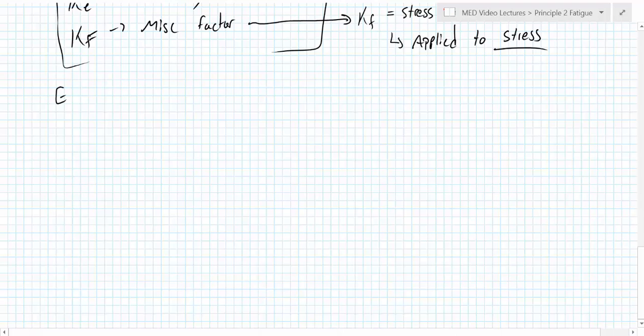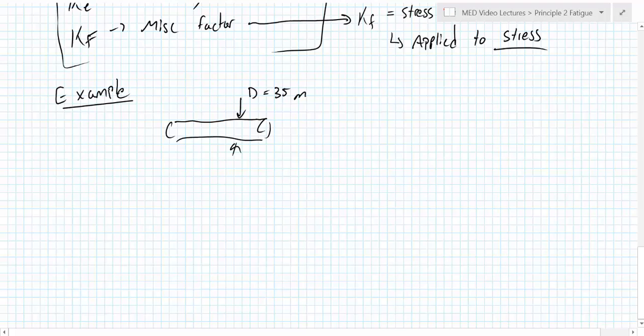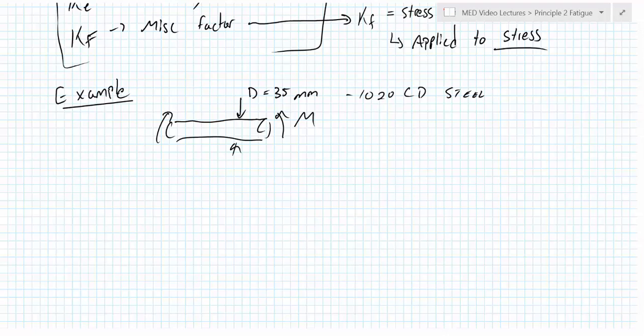So let's do an example. Say, for example, we've got a round shaft that at the spot we care about has a diameter of 35 millimeters. It is made from 1020 cold drawn steel, which we can find the properties in the back. It's under some bending moment. The value isn't important to us at the moment. But that's the only type of loading that it is under. What is the actual endurance strength?